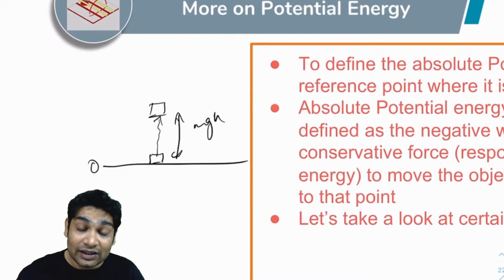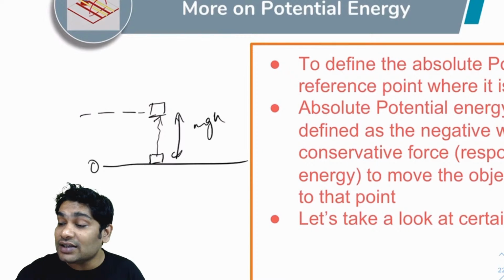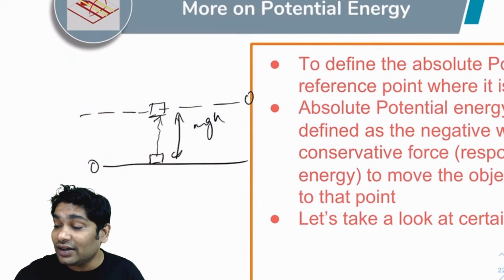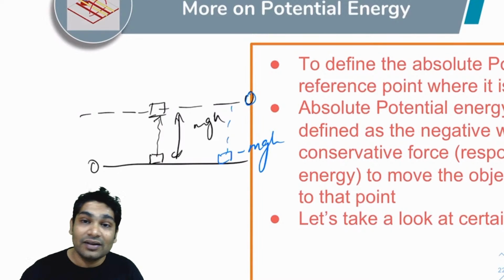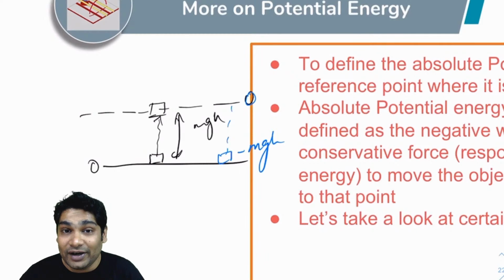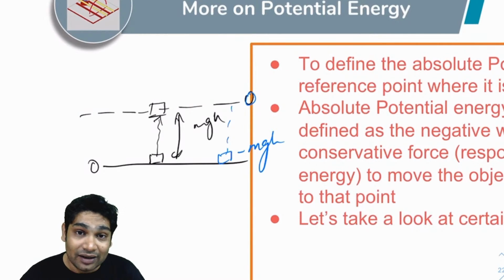However, I could have done the other way around also. I could have taken this as my 0 level. So if I take this as my 0 level, then the potential energy here is 0, and in that case, the potential energy here would be minus mgh. Right? There is absolutely nothing wrong with that. You can choose your 0 reference point freely.